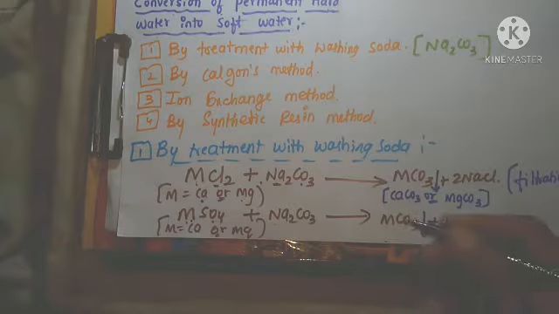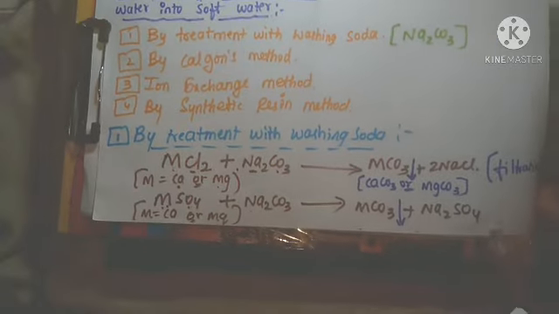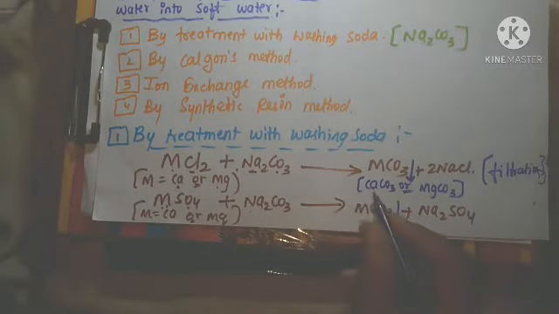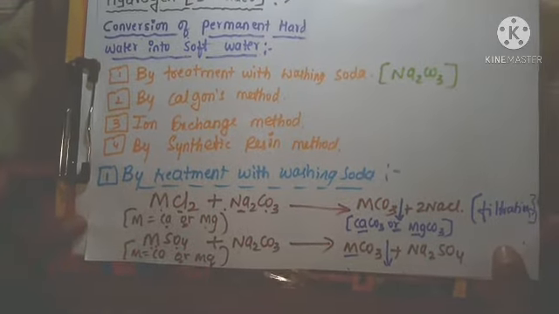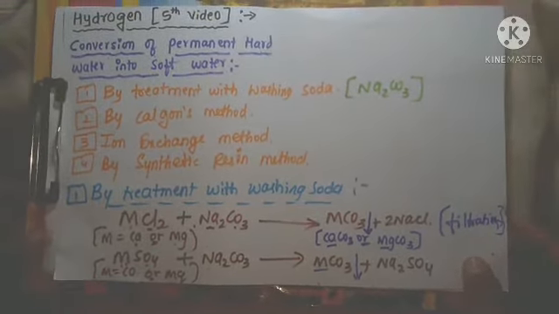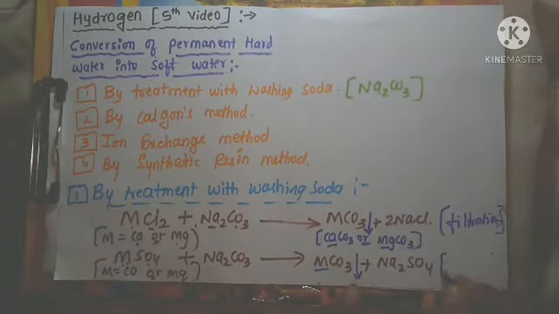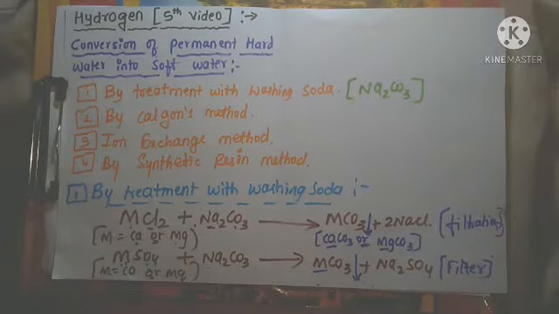When it is insoluble, what can we do? Filter. If you filter, you will get the soft water, which means indirectly you have removed the calcium and magnesium. Insoluble means you have removed the calcium or magnesium from the hard water, so it is free from calcium and magnesium. Therefore, it is called soft water. After doing this, just filter it, then you will get the soft water.